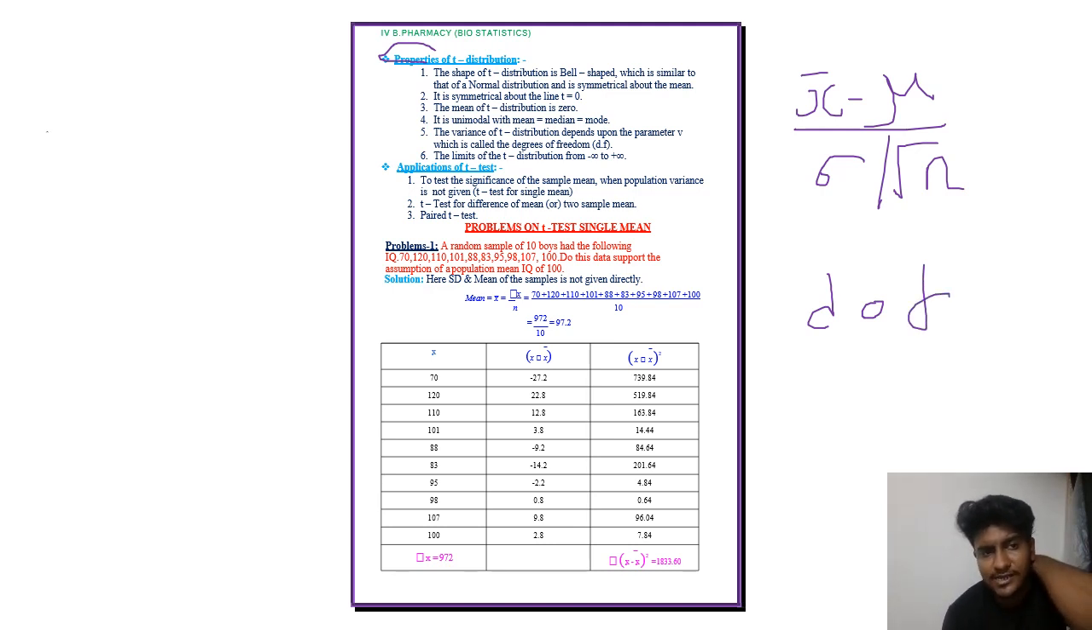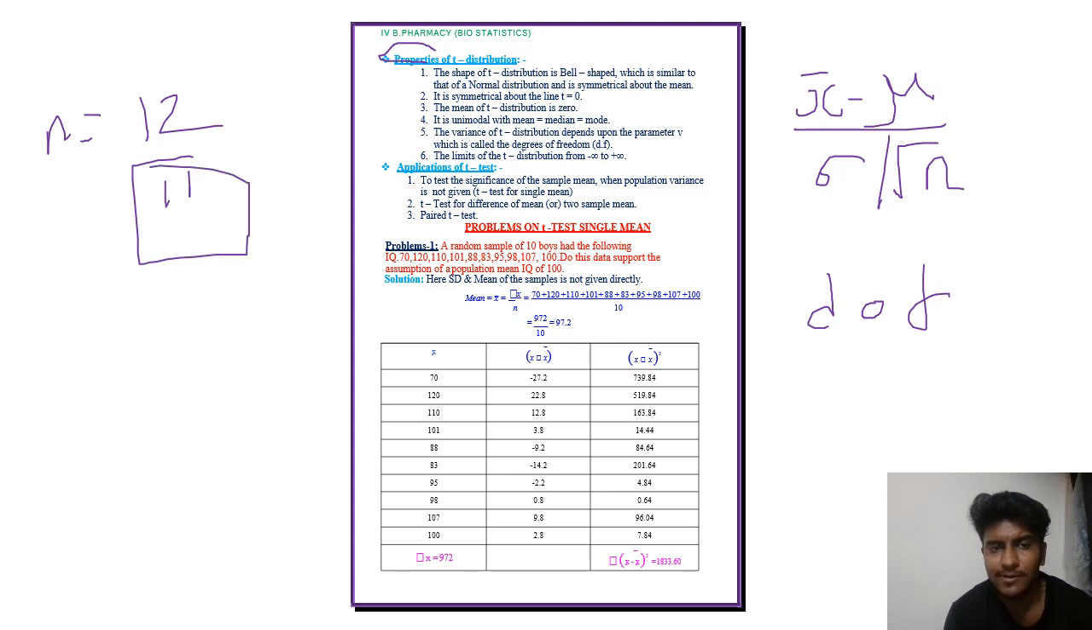Suppose my sample size is 12. So my degrees of freedom will be n minus 1. It will be 11. So in the table, I will be looking up the degrees of freedom at 11, not at 12. This is a very crucial step.